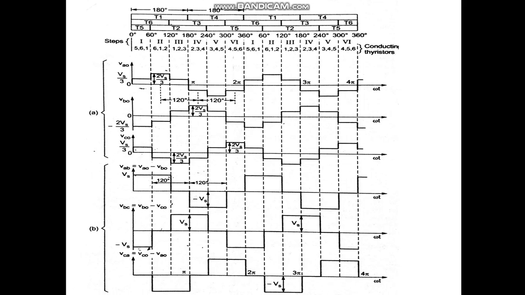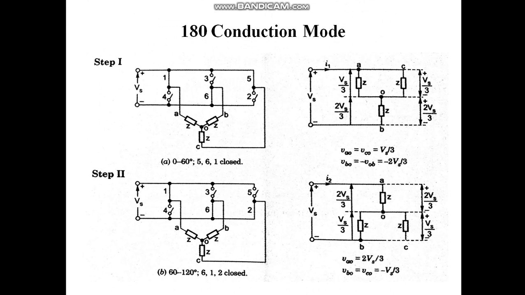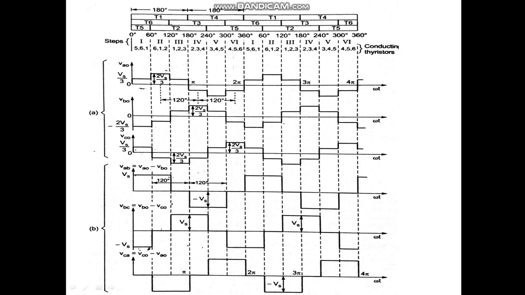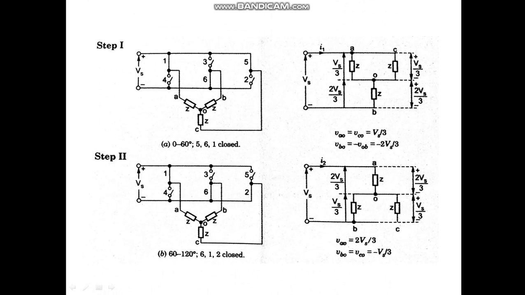Are you getting it? When T1 is conducting, after a 60-degree delay, the gate pulse will be given to T2. After a 60-degree delay, the gate pulse will be given to T3. After a 60-degree delay, the gate pulse will be given to T4. This is a very important point. So we'll start from here. Now see, as I said, in the first interval, switches 5, 6, 1 are conducting. So what will happen here?